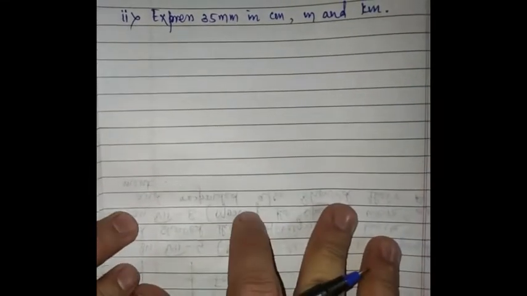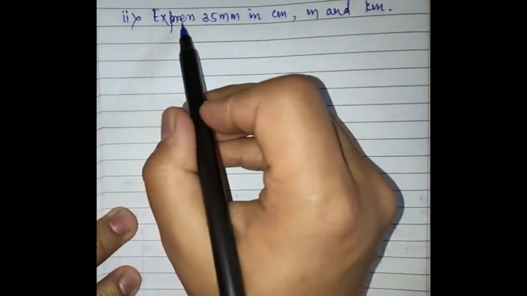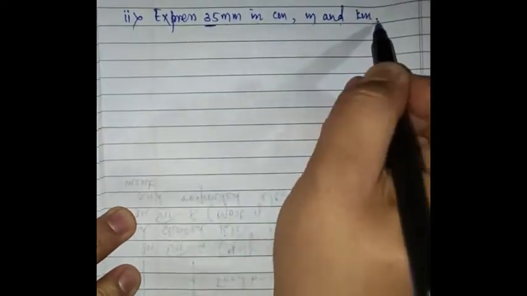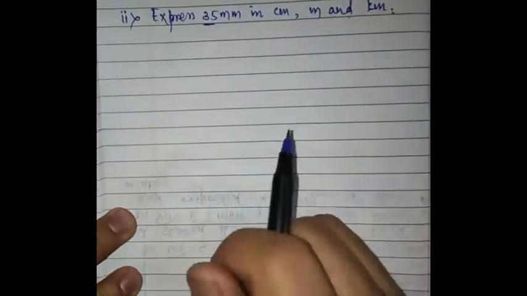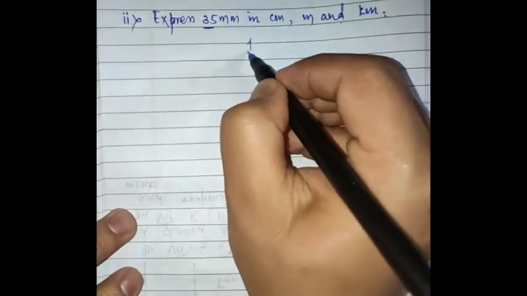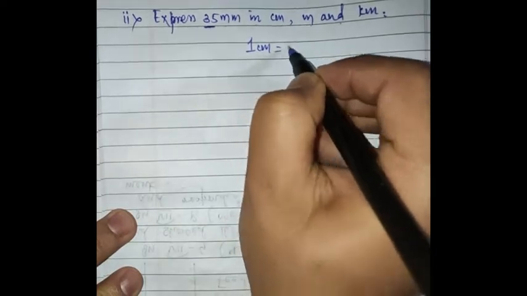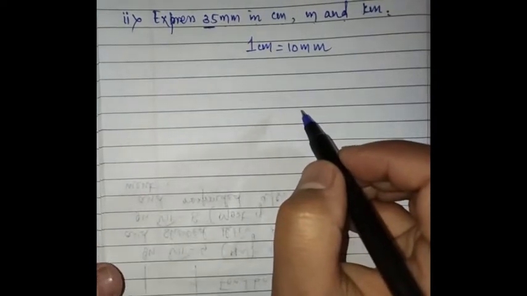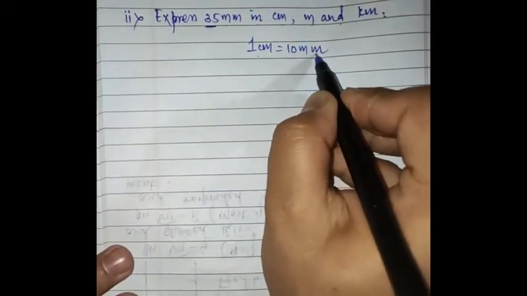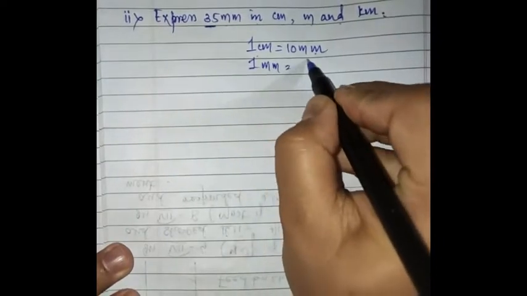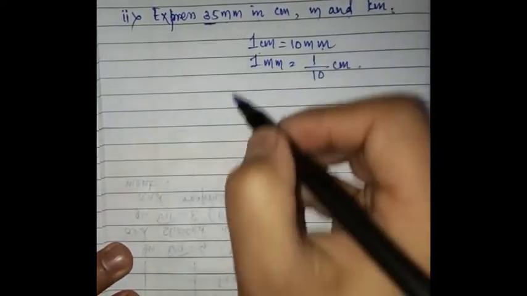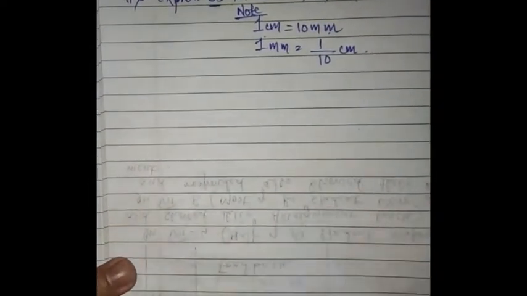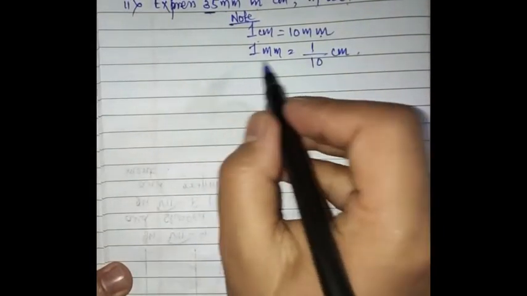So a similar type of question we have in number 2. To express this 35 mm in centimeter, meter and kilometer, we have to express this in 3 units. Already I have mentioned that 1 centimeter equals 10 mm, this thing I have not mentioned, sorry. Mm is millimeter. So 1 centimeter equals 10 millimeter. So 1 millimeter will be equal to how much centimeter? 1 by 10 centimeter. This should be noted in your notes before solving this problem, so that it will help you to solve this problem.